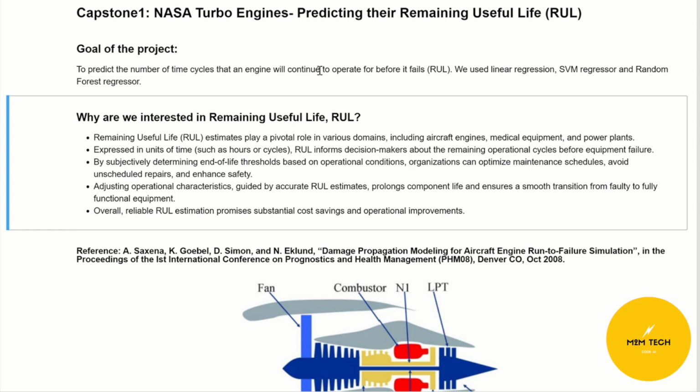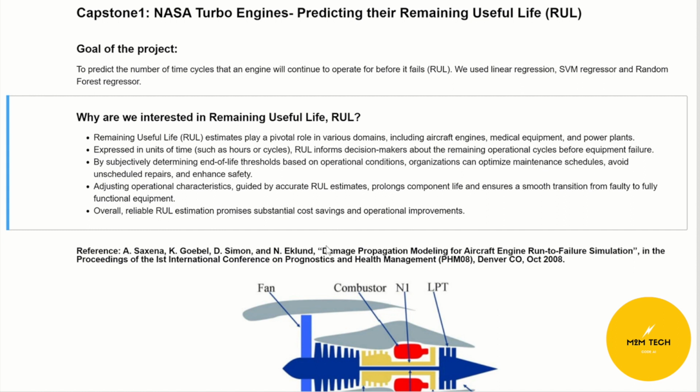Hello everyone. This is my project predicting the remaining useful life on NASA turbo engines. The goal of this project is to predict the number of time cycles that an engine will continue to operate before it fails. In other words, RUL. And I used linear regression, SVM regressor, and random forest regressor.